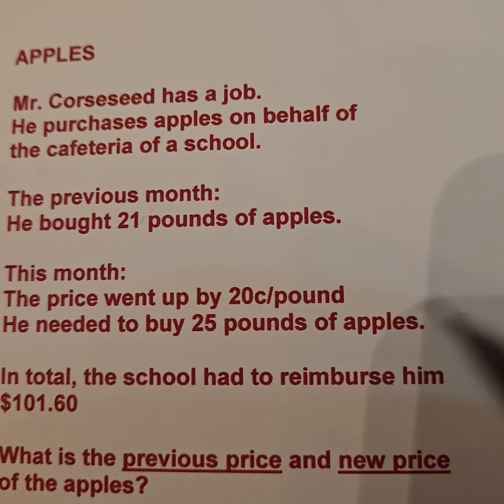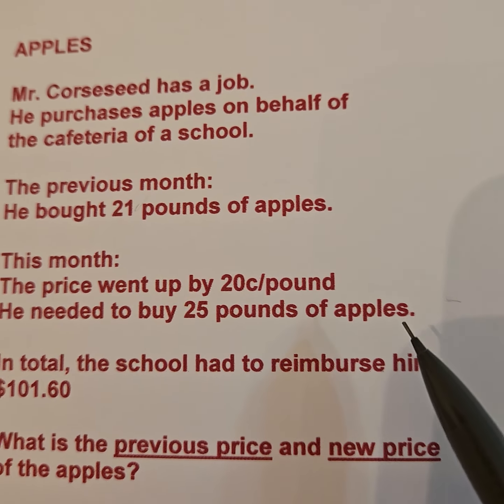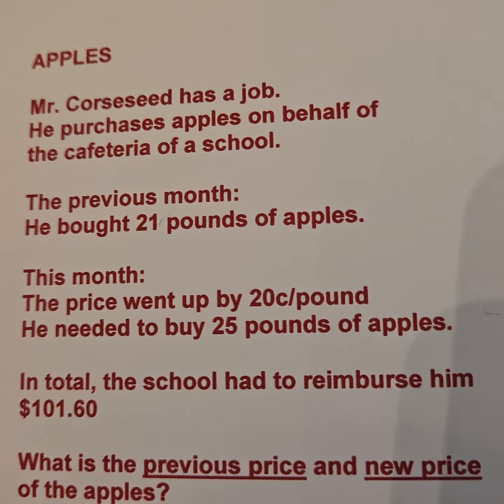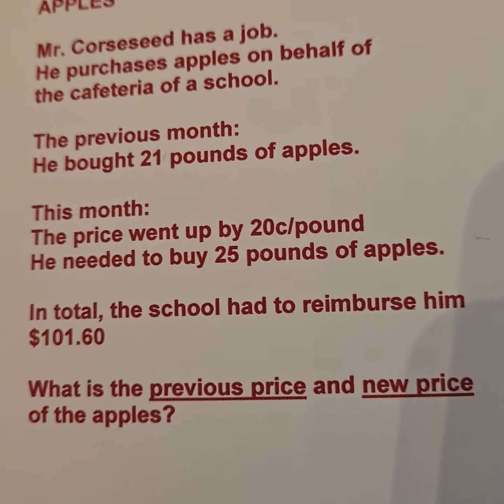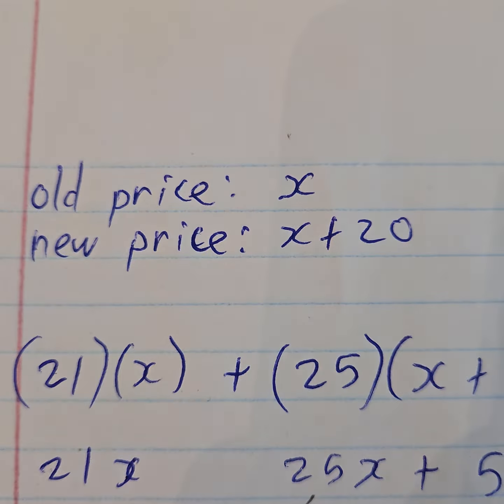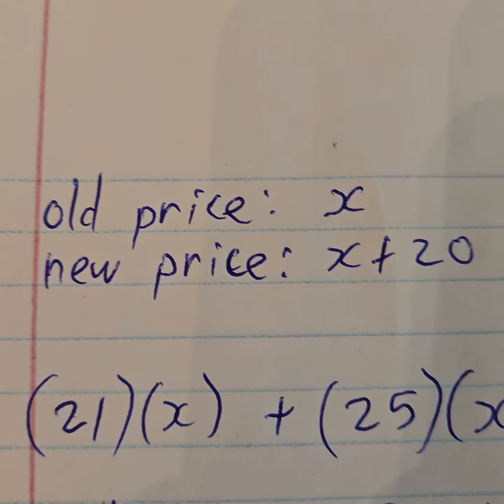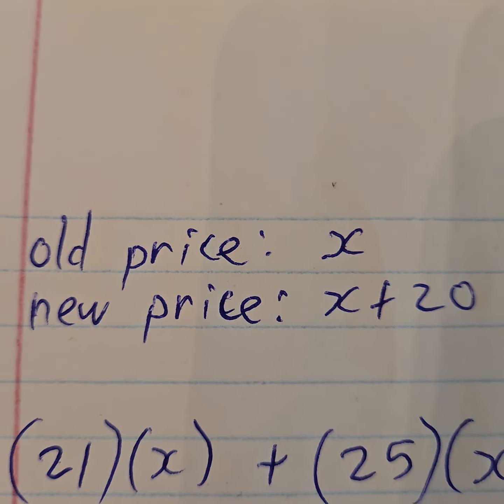Okay, so we are given 1 month 21 pounds of apples, another month 25 pounds of apples. The price went up by 20 cents per pound. How much do you spend over these 2 months? To begin with, I'm going to put a little variables for the old and new price. I'm going to say the old price is X and the new price is X plus 20.